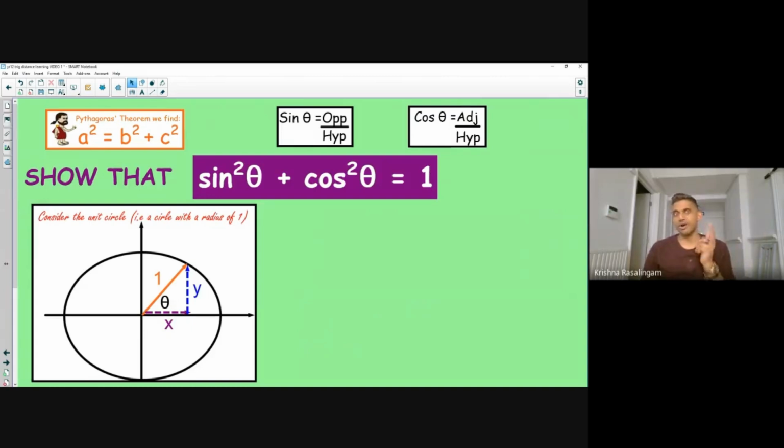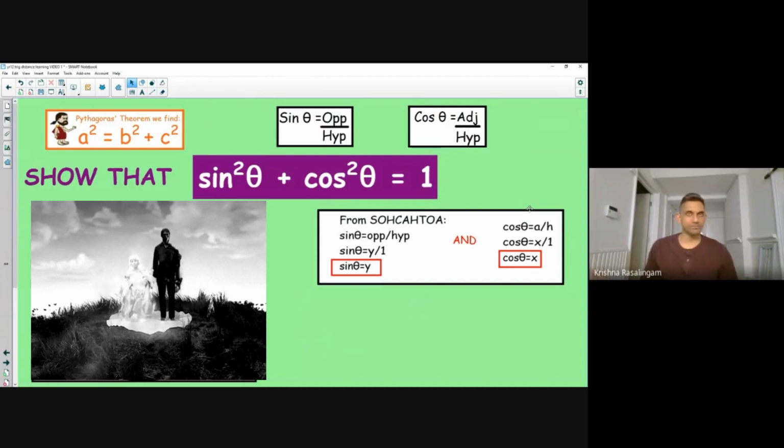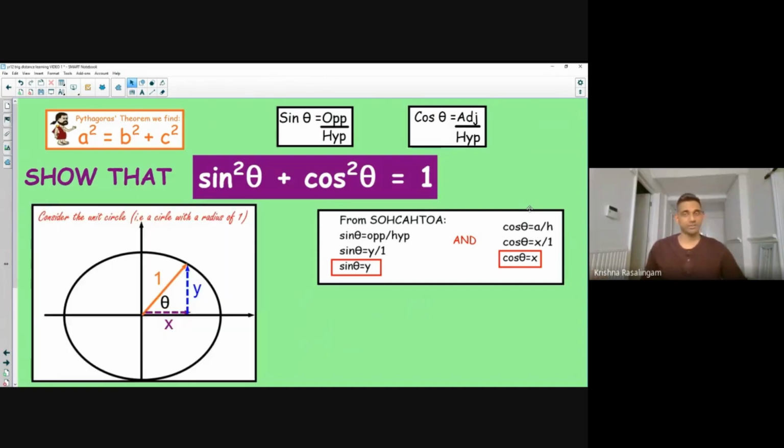If the radius is 1, you can see I've constructed a right-angled triangle that will have a hypotenuse of 1. I've given an angle theta, and relative to the angle, I'm going to label an x and a y. Using SOHCAHTOA, we can describe x and we can describe y. First I'm going to describe y. We have sine theta is opposite over hypotenuse, so that will be y over 1. The 1 dissolves, so we just get sine theta equals y.